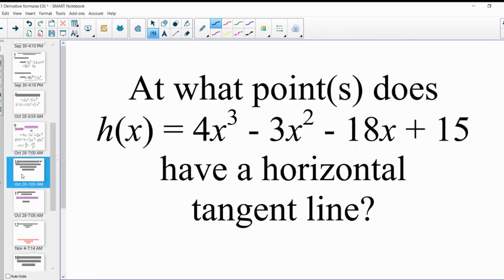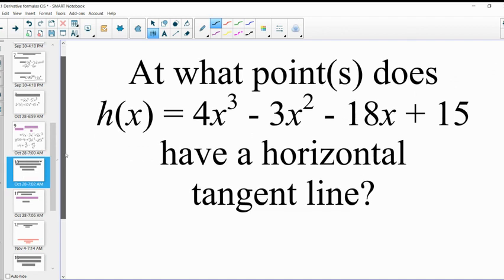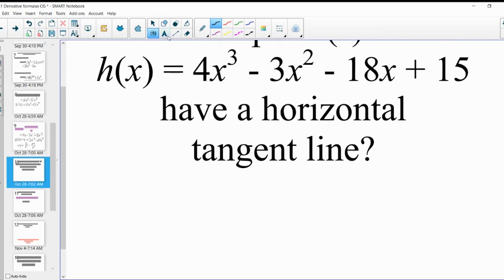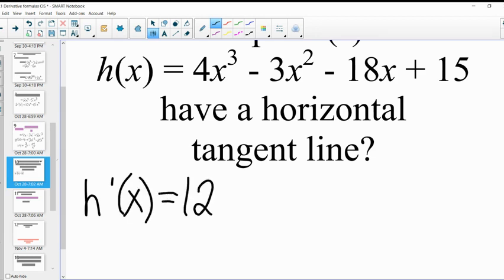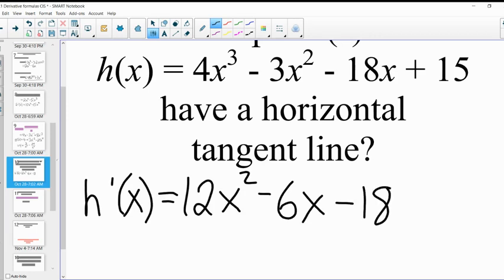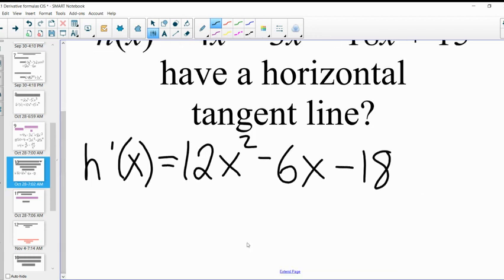At what point does this function have a horizontal tangent line? We'll see problems like this. We're going to see a lot of problems like this. Well, if there's a horizontal tangent line, that means the derivative of this is equal to 0. So let's find the derivative of this. It's already in a polynomial form, so I don't need to do any rewriting. Derivative of 4x to the 3rd is 12x squared, minus 3 times 2 is 6x to the 1st, minus 18 times x to the 0, and the derivative of 15, the derivative of a constant, is 0.